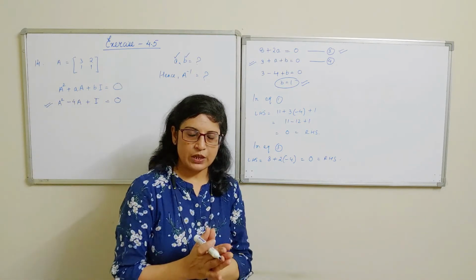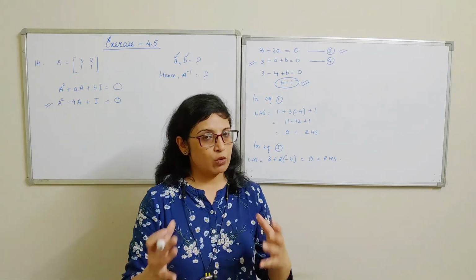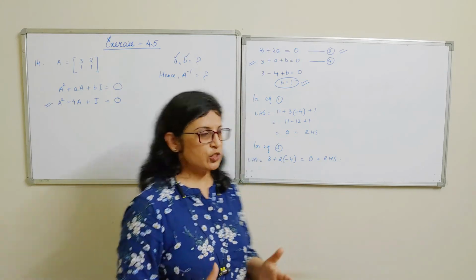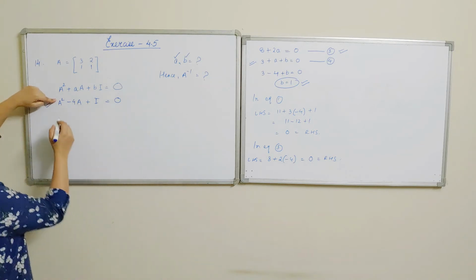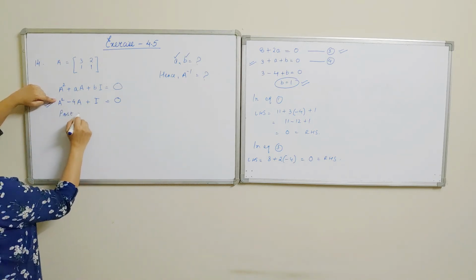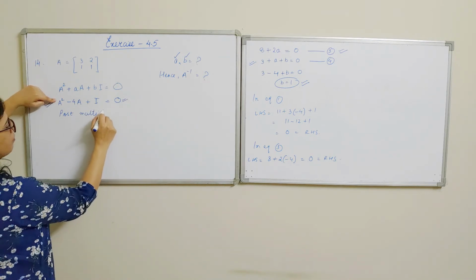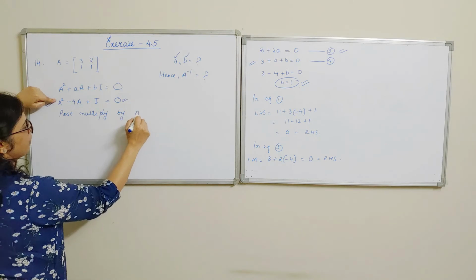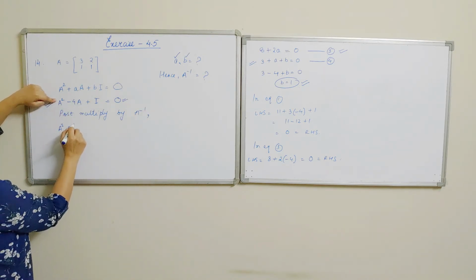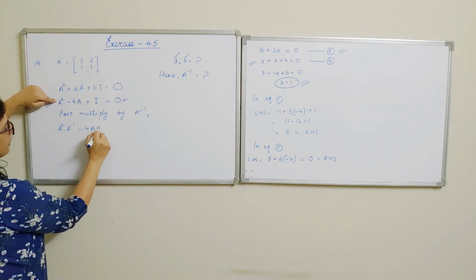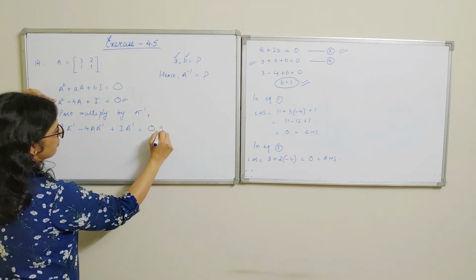In such situations, we can't use the formula adjoint of the matrix divided by determinant of the matrix, because the question uses the word hence, which means, once again, use the given condition to find out A inverse. So here let us post multiply. Please remember this is a 0 matrix. Post multiply by A inverse. Alright, so here is A square into A inverse minus 4A into A inverse, identity matrix into A inverse, 0 matrix into A inverse.